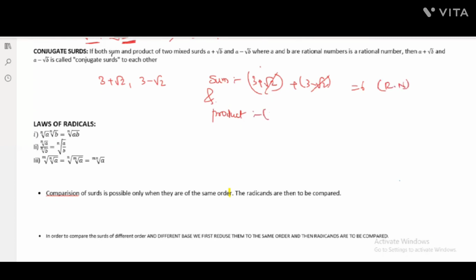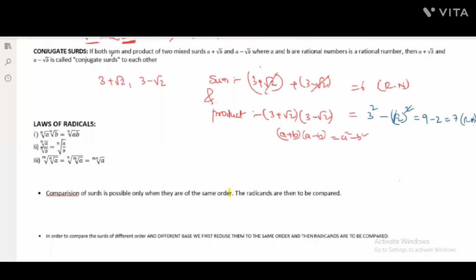Or if I do the multiplication of these two, 3 plus root 2 into 3 minus root 2, it is in the form of a plus b into a minus b. So we can write a square minus b square. That means we can write this as 3 square minus root 2 whole square. The square root gets cancelled. So 9 minus 2, 7. So this is also a rational number.